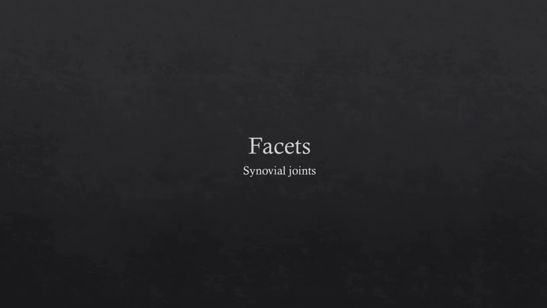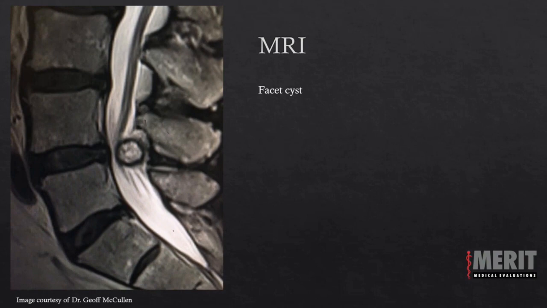We've talked about facet joints, and the issue about facets is they are synovial, meaning like your shoulder or your hip and knee, these joints have a capsule and then synovial fluid that surrounds the cartilage surface. And so just as a wrist has cysts that can develop off of the joint, so can the spine.